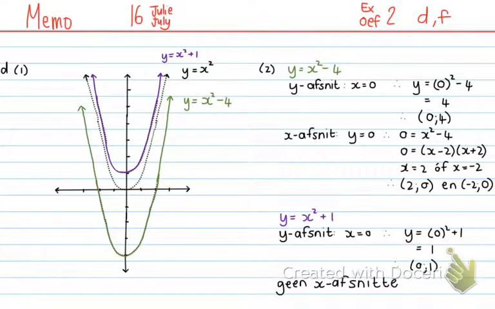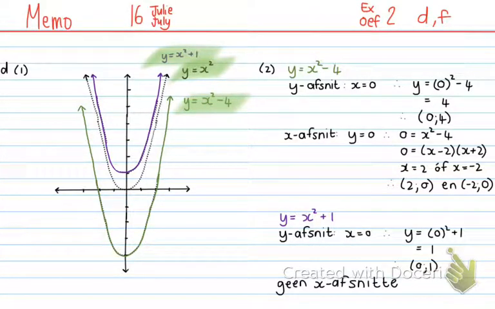Okay, welcome back. So let's look at the memo of the 16th of July. First I draw the mother graph, y is equal to x squared. Then I draw the one that moved 4 places down and the one that moved 1 place up. Remember, the q value at the end tells me where it moved.